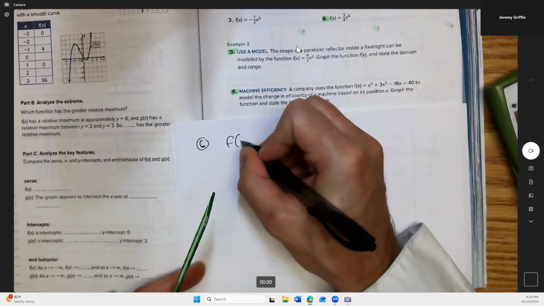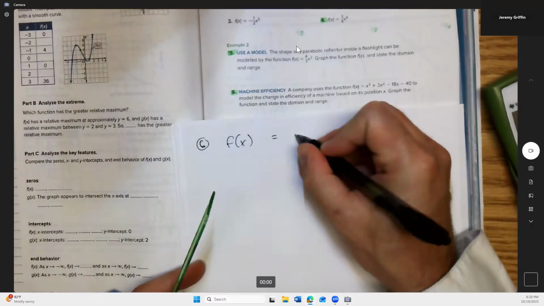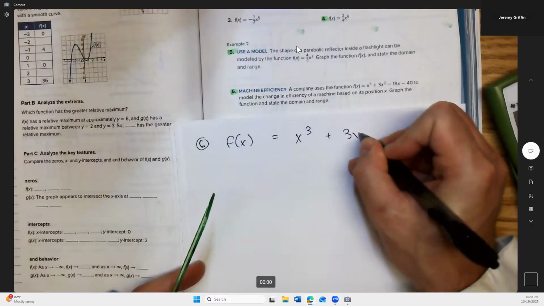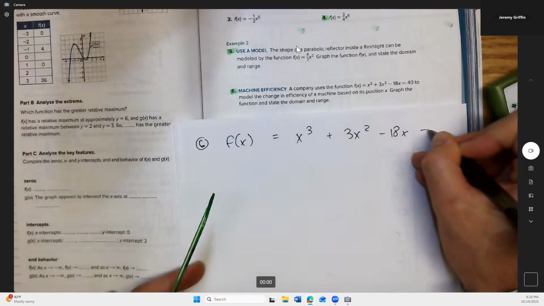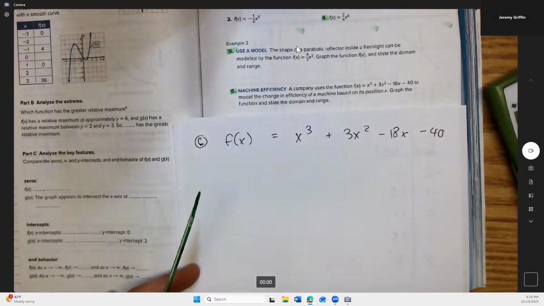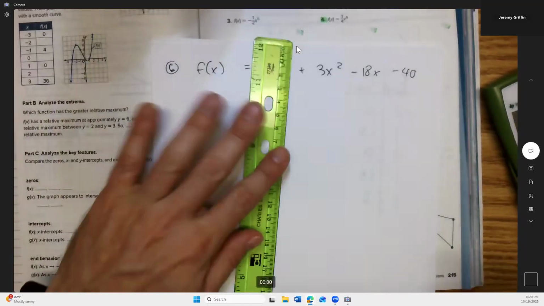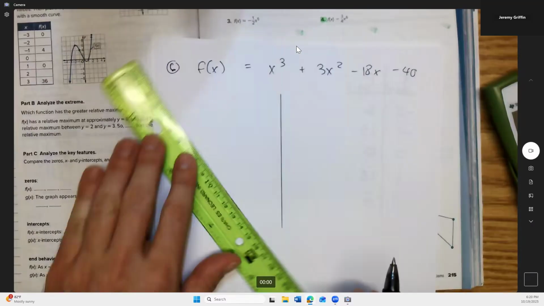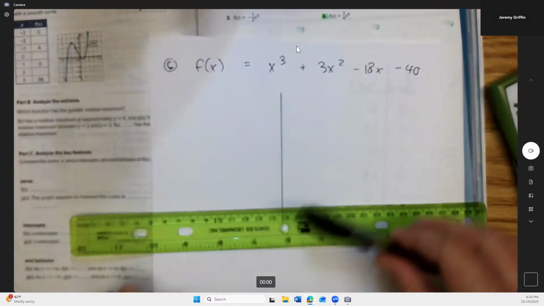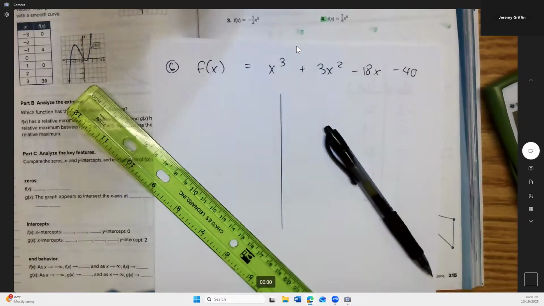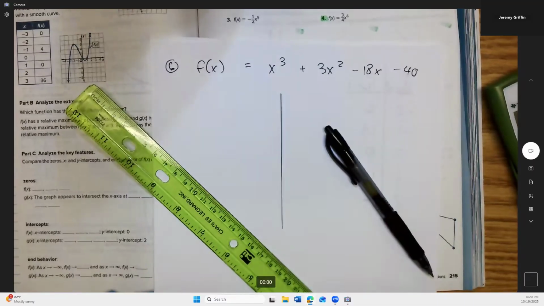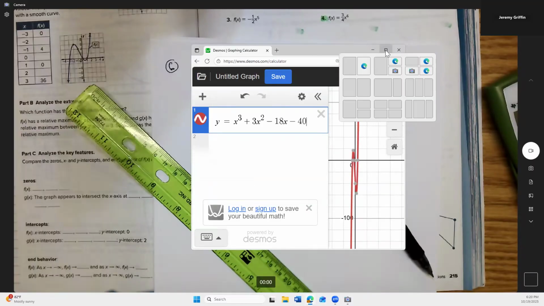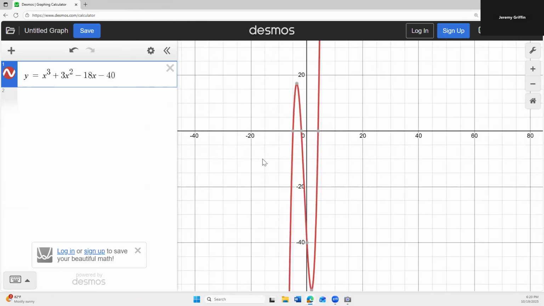So let's go f of x equals x to the 3 plus 3x squared minus 18x minus 40. It said graph the function, state the range. Let me throw this into Desmos first. I think I got that right here. All right, let's take a look at what this looks like. I'll have Desmos do it first, and then we'll figure out the rest.